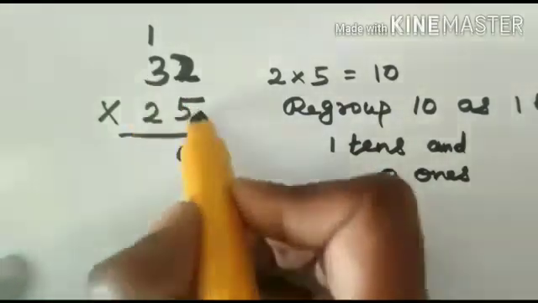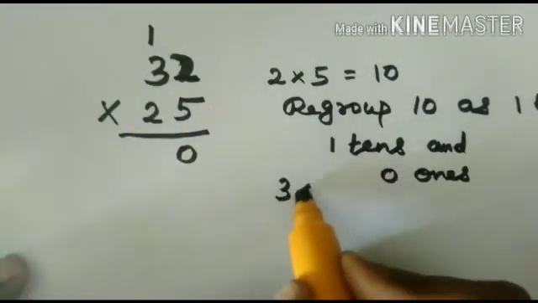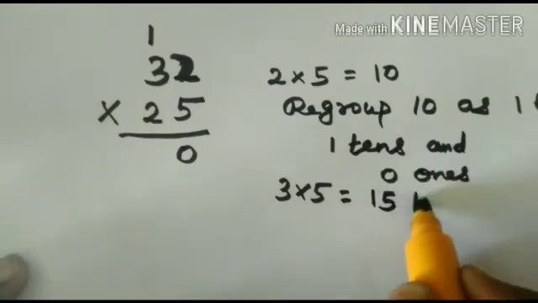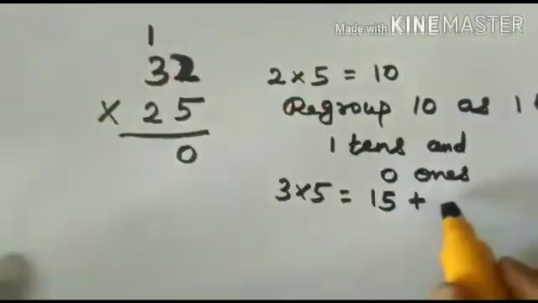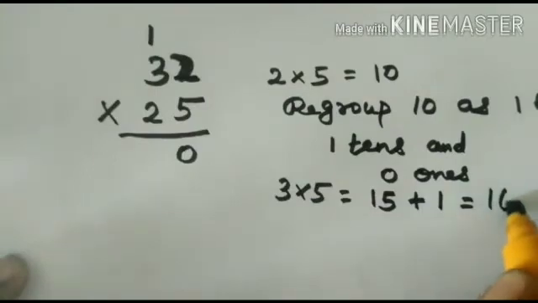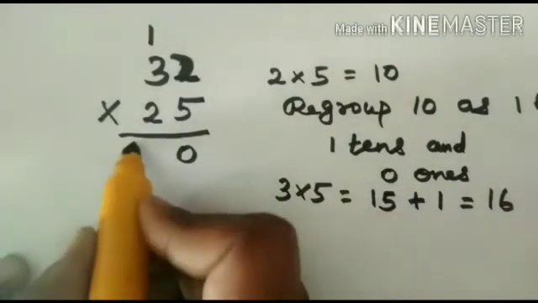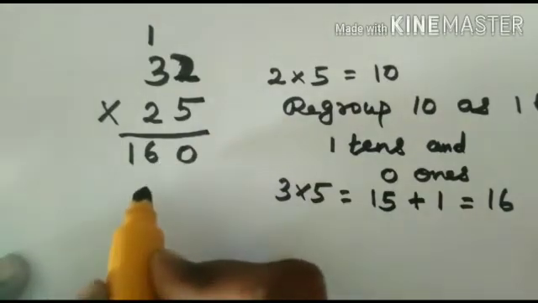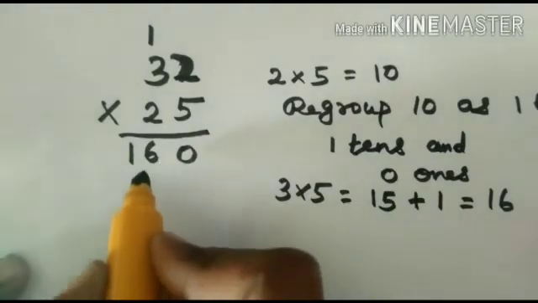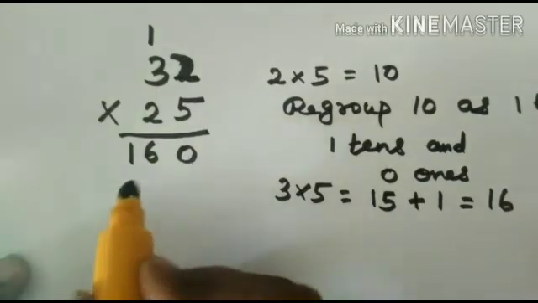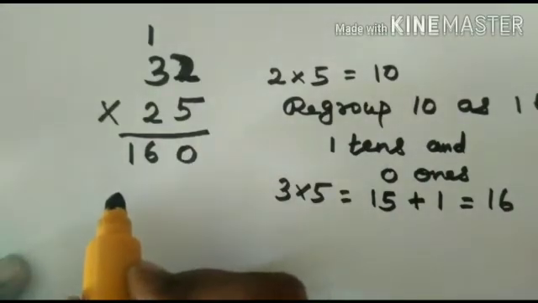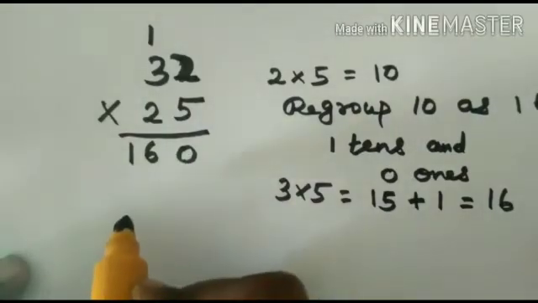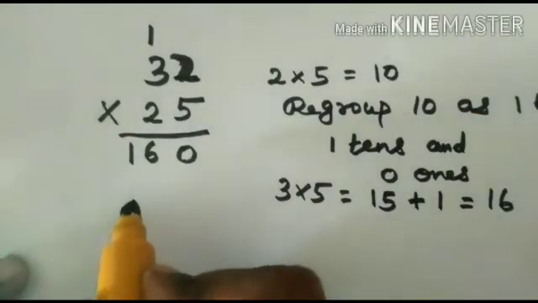Now 3 into 5. 3 into 5 is equal to 15, plus you should add the carry 1 with 15, so you will get 16. So write 16 there. 160 is the first partial product.